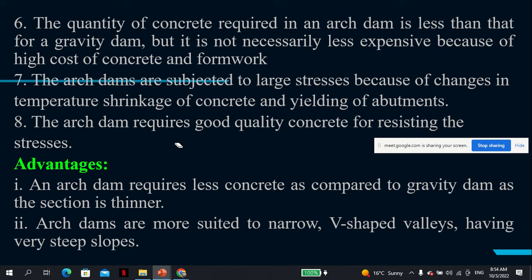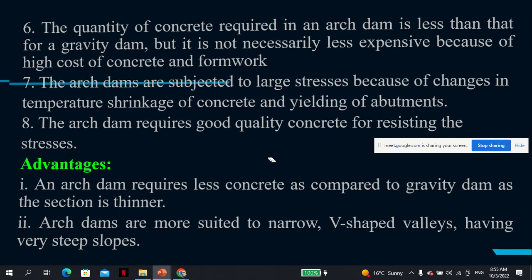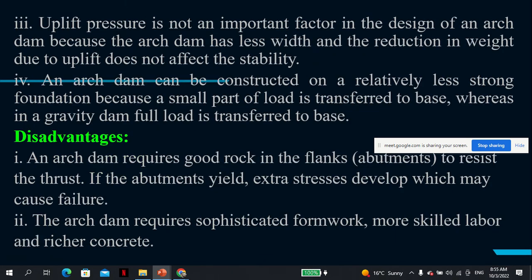The arch dams are subjected to large stresses because of changes in temperature, shrinkage of concrete, and yielding of abutments. The arch dam requires good quality concrete for resisting stresses. So advantages: requires less concrete as compared to gravity dam as the section is thinner. Arch dams are more suited for narrow V-shaped valleys having very steep slopes. The uplift pressure is not an important factor in the design of an arch dam because the arch dam has less width, and the reduction in weight due to uplift does not affect the stability.